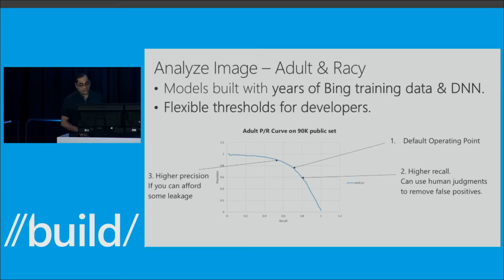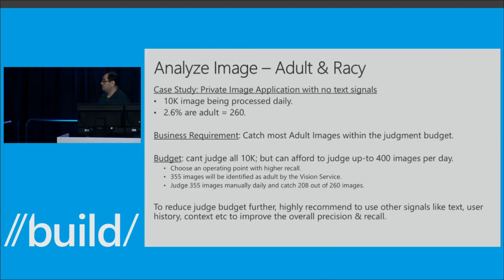So let's talk about this. It is a very important topic, so I just want to have one more slide to go into details about this. For example, you had an application where you had 10,000 images, and on average, 2.6% of the images are adult, which is pretty high, 260 images out of 10K. And the simplest way would be you would have some person sitting there.